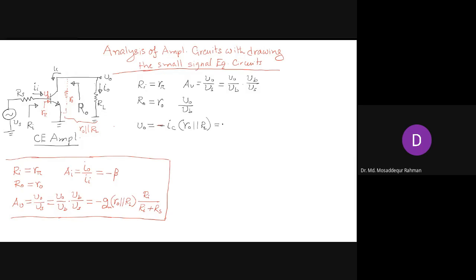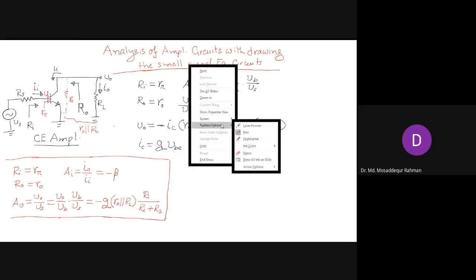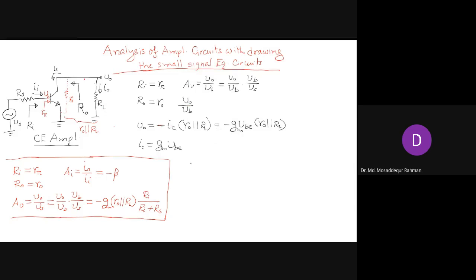Now IC we know is given as gm Vbe, from our knowledge of the pi model. In the pi model, if you remember, the current source is given as gm Vbe. So that is actually IC. Vbe is the voltage between the base and emitter here. So we replace this for IC, we get minus gm Vbe, and we have r0 in parallel combination with RL. And Vbe is nothing but Vb. So we can also show that in the circuit, for less confusion. This is basically our Vbe, between base and emitter. But emitter is grounded, so Vbe and Vb are the same.